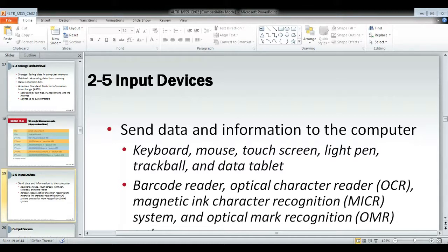Also, an optical mark recognition system is another device that can be used as an input. We also have many outputs. Outputs are basically displaying the result, for example, the monitor or a display like an LCD is an output.